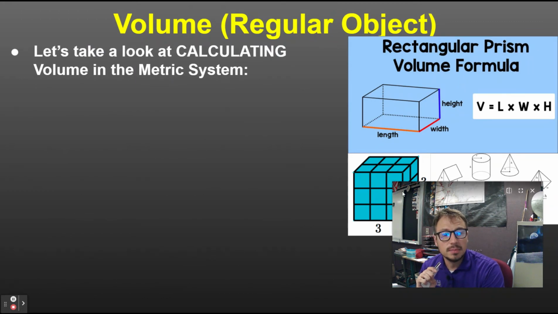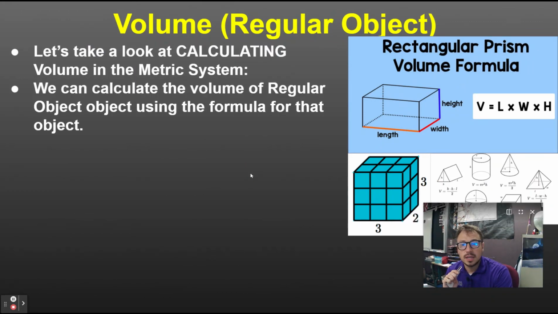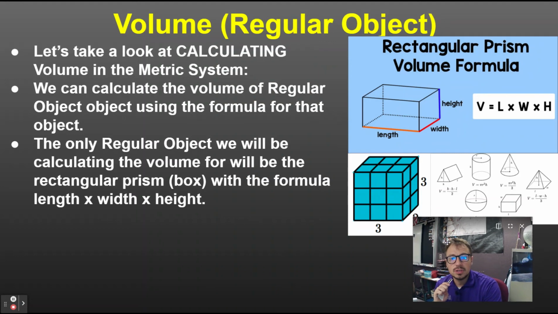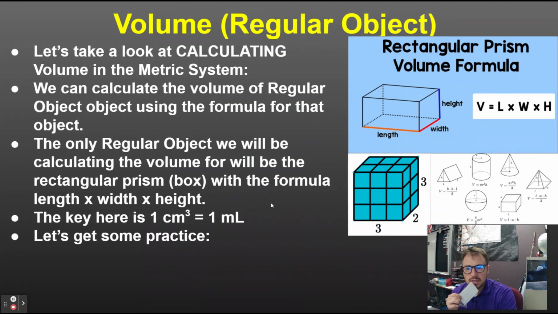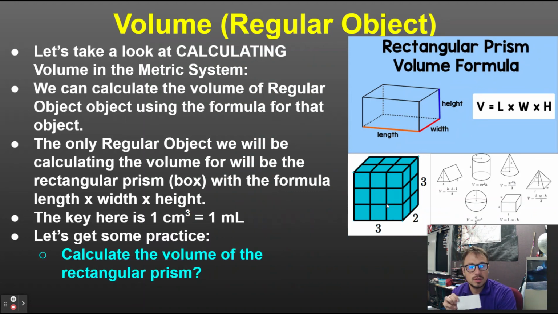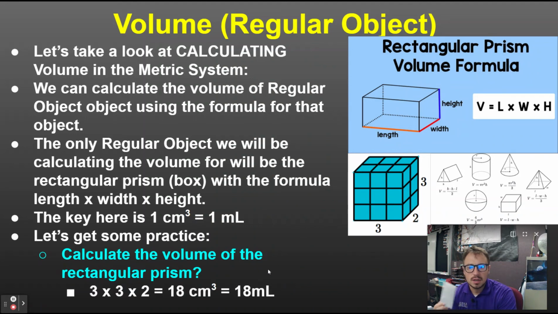When we're calculating the volume of regular objects, we can use an equation. There are a bunch of equations for these regular objects, but in this class we're just finding the volume of a rectangular prism. Real easy: length times width times height. So for this cube here, 3 times 2 times 3 is 18 centimeters cubed, or 18 milliliters. Really easy to do.